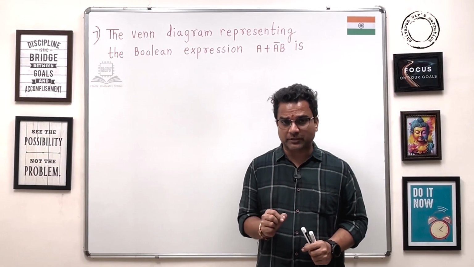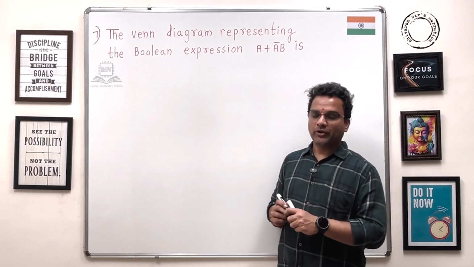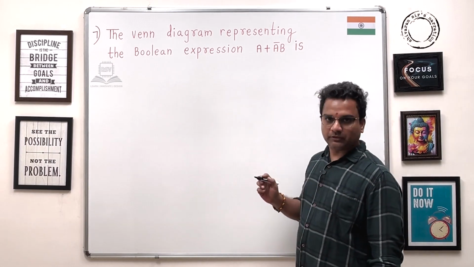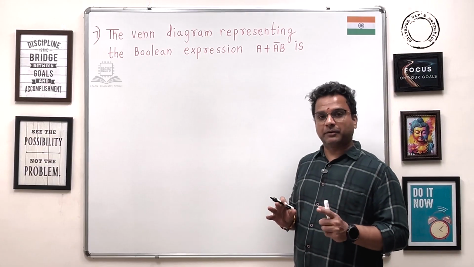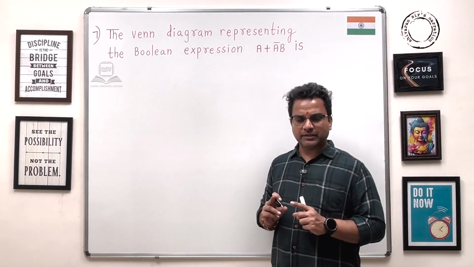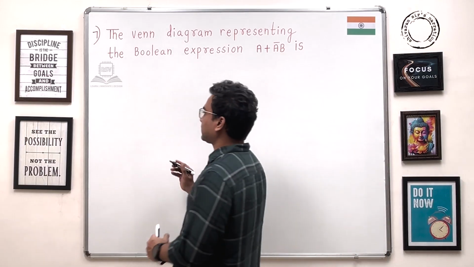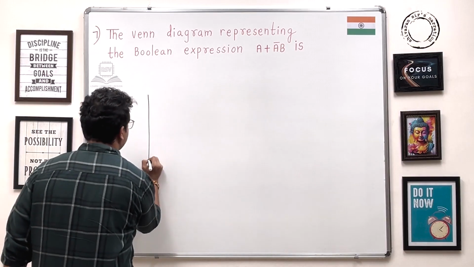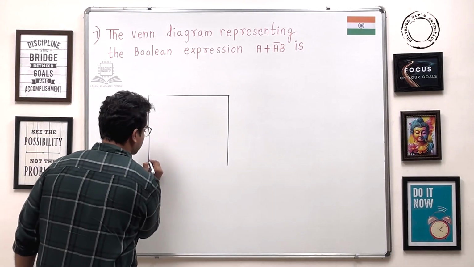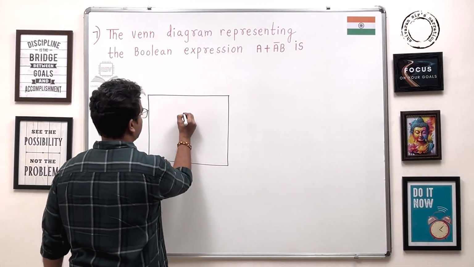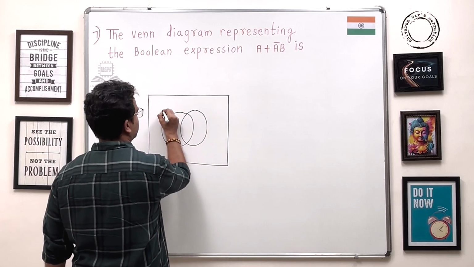We are going to discuss Venn diagrams clearly. Okay, now if you take the Boolean expression A plus A bar B, what might be the Venn diagram? Guys, here two variables are there. Therefore, there will be two circles. In a Venn diagram, if there are two circles, it could be in this way, A, B.